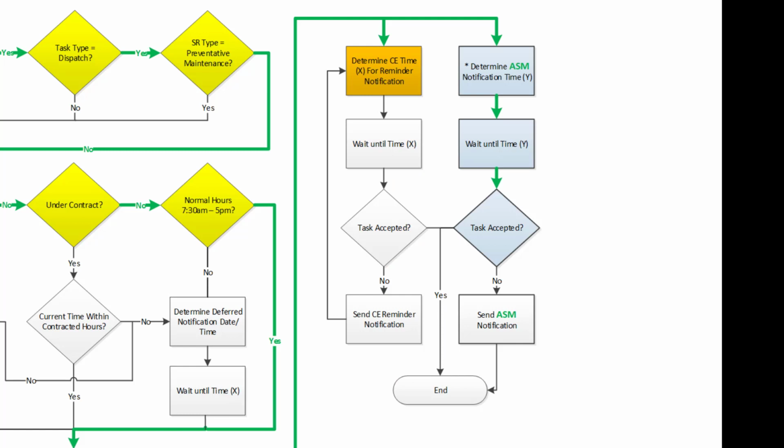The background job continues to run, which comes to another decision: has the task been accepted? If the answer is no, the one-time notification is sent to the area service manager. If the answer is yes and the task has been accepted, no notification is sent.